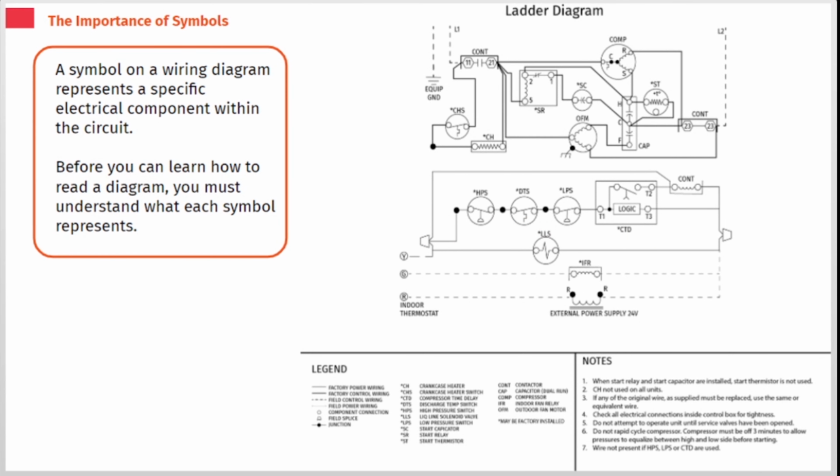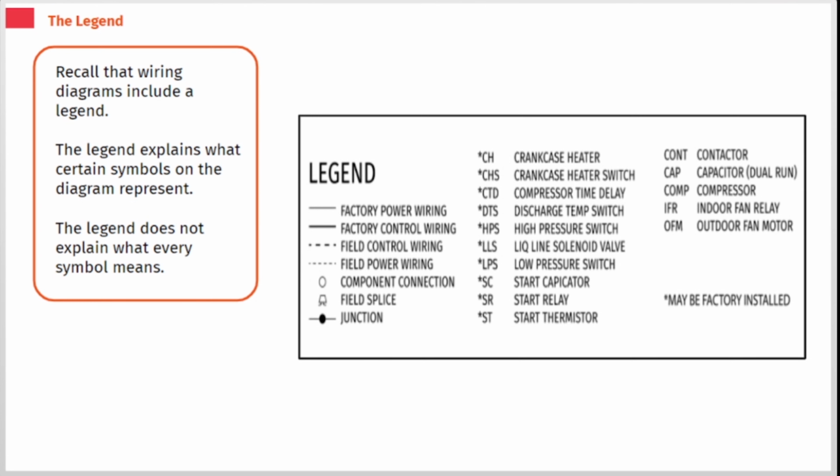A symbol on a wiring diagram represents a specific electrical component within the circuit. Before you can learn how to read a diagram, you must understand what each symbol represents. Recall that wiring diagrams include a legend. The legend explains what certain symbols on the diagram represent. The legend does not explain what every symbol means.